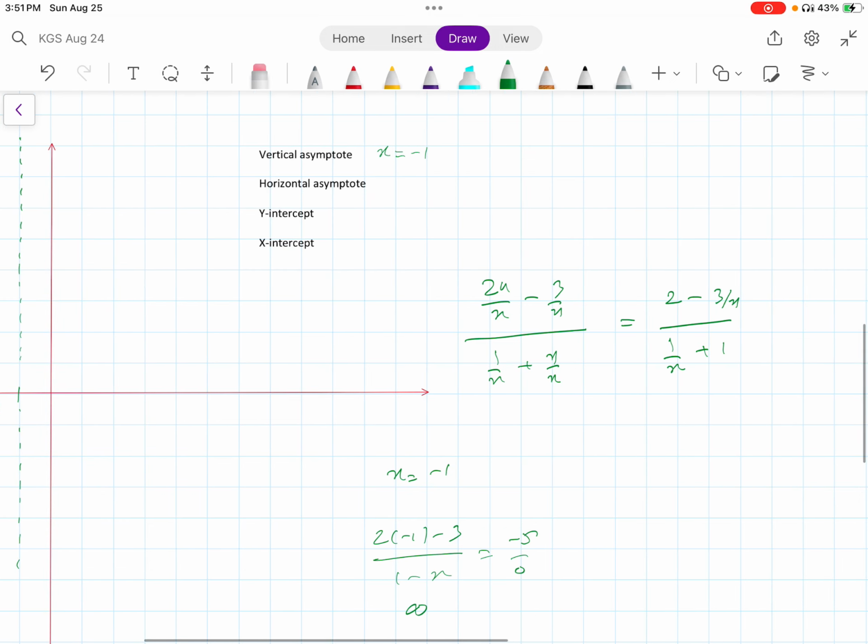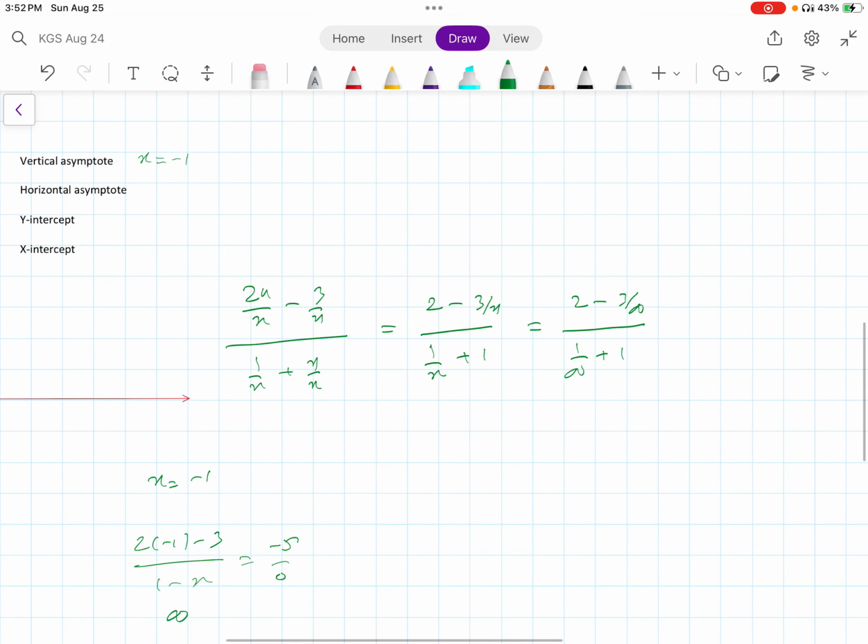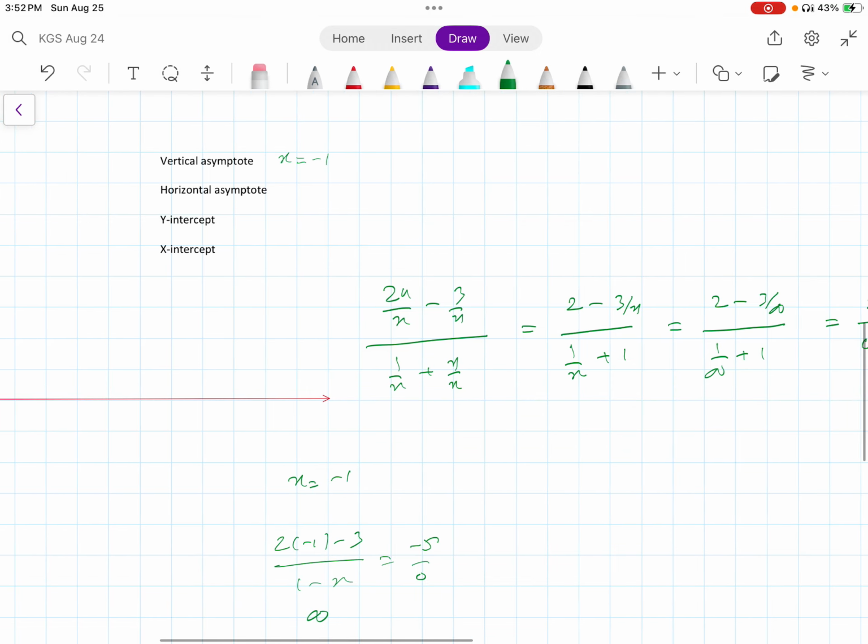Now if x becomes infinity, the y value will be, so if x becomes infinity here, we know that 3 over infinity is 0, so 2 minus 0, over 1 over infinity, which is also 0, plus 1. That means the y value is 2. So y equals 2 is the horizontal asymptote. So the asymptote is now changed.